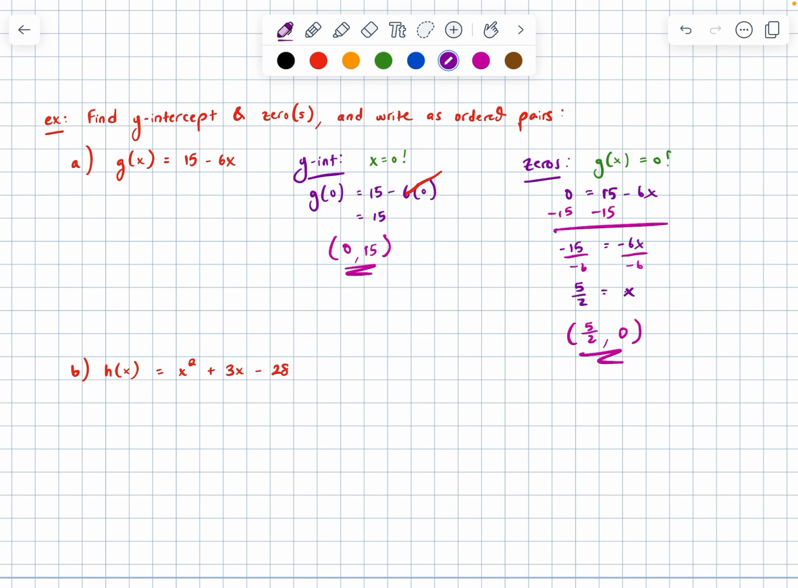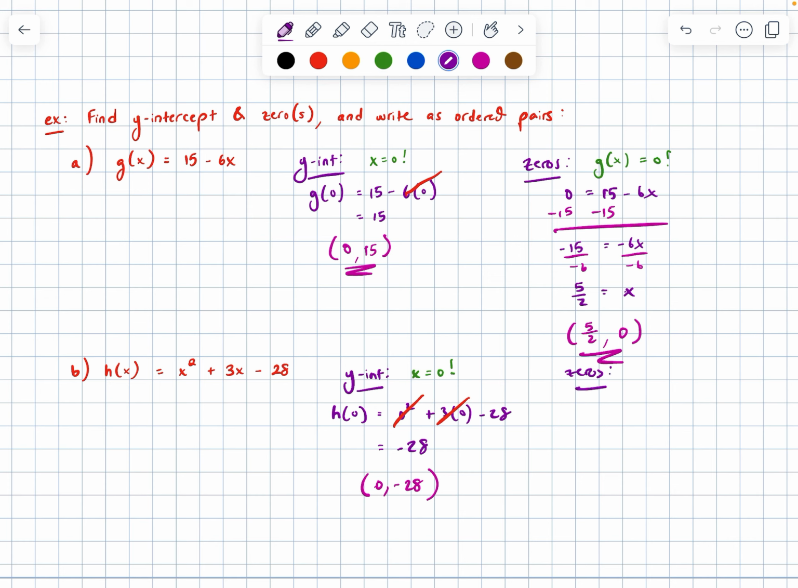Let's try it again. For h of x equals x squared plus 3x minus 28, again, the choices that we make are exactly the same. To find my y-intercept, I'm going to begin by plugging in 0 for x. So h of 0 is what I'm evaluating, which would be 0 squared plus 3 times 0 minus 28. Again, 0 squared and 3 times 0, both of these are 0. I can functionally ignore them. So my y-intercept should appear at the point 0, comma, negative 28.